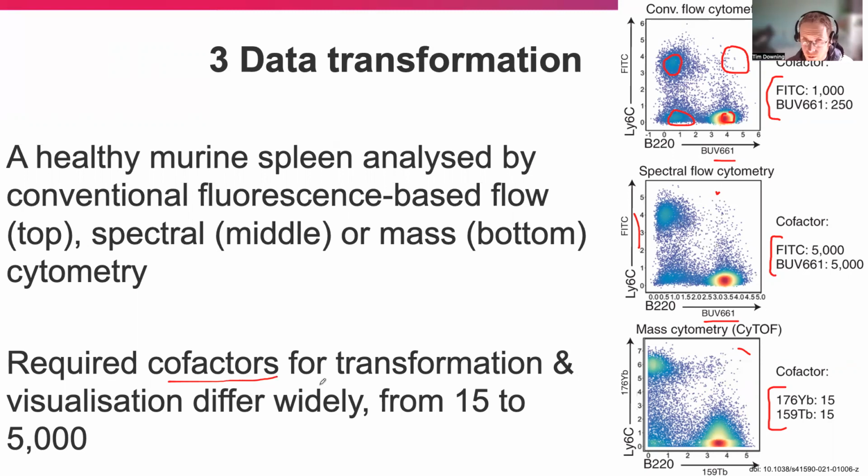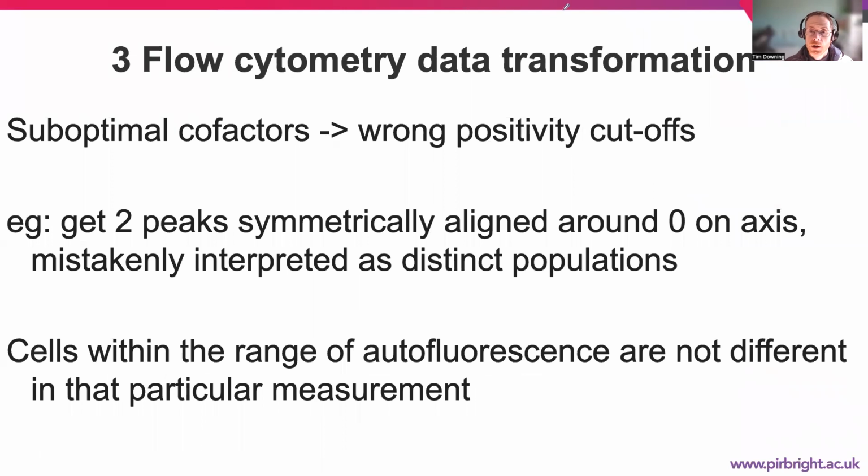And that leads to one of the major issues with this transformation of flow cytometry data: we use the wrong cofactors, and the wrong cutoffs can make things more difficult for us. And that can lead to other things, where we might have one single population in reality. We might get 2 peaks symmetrically aligned around the 0 on the x-axis, and this gets interpreted as 2 distinct populations, which is not actually true.